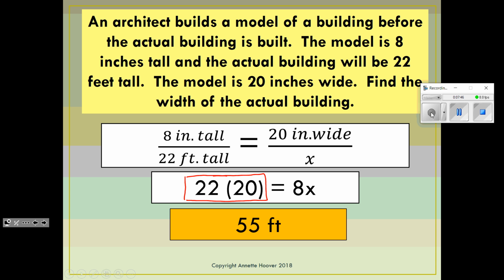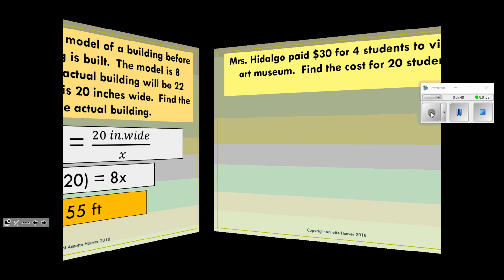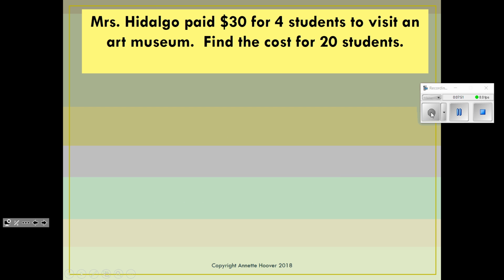Okay, let's look at another example. Mrs. Hidalgo paid $30 for 4 students to visit an art museum. Find the cost for 20 students. For our first ratio, we have $30 for 4 students. And we learned in our last lesson that when you're setting up a ratio that involves money, the money has to go on top. So we would set up $30 for 4 students. Now when we set up the second ratio, money is going to have to be on top, and the students is going to have to be on the bottom, just like we did with the first ratio.